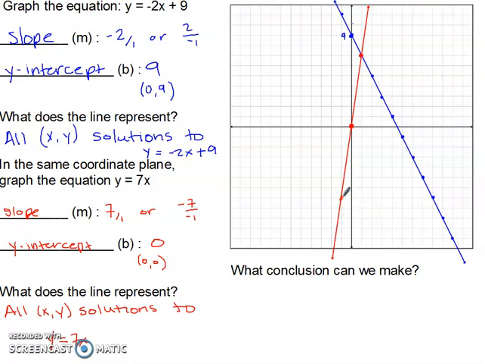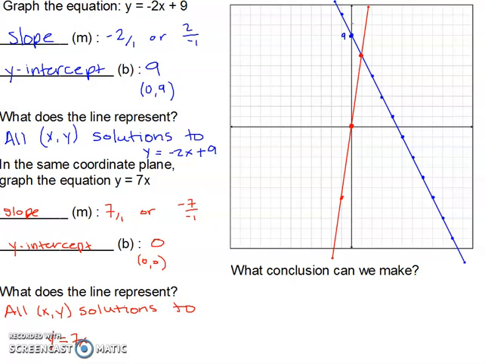Now I can't do any more points after that because I do run out of graph. If I go either down 7 or up 7, I am beyond the bounds of my graph. So I've got 3 points and I draw my line as accurately as possible. So that red line represents all possible solutions to the equation y equals 7x.